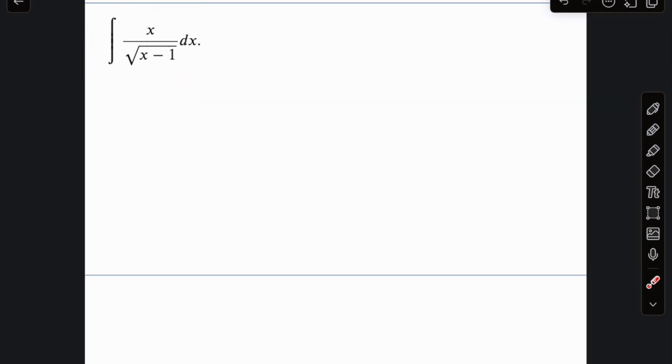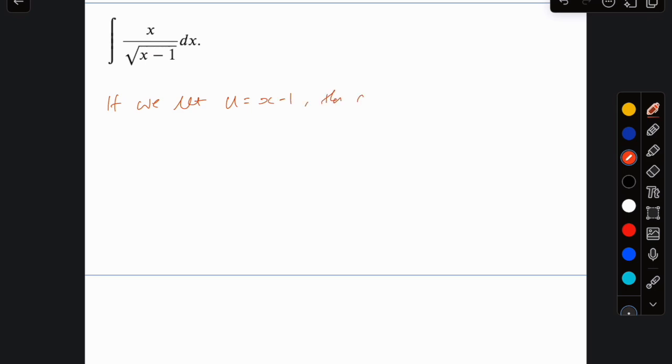Right, now for this one, guys, we've got the integral of x over the root of x minus 1 dx. So what do we do here? Because if we let u equal x minus 1, then du is equal to dx. And technically speaking, that's problem solved. Right? But this here is unaccounted for then. So we're left in a bit of a pickle.